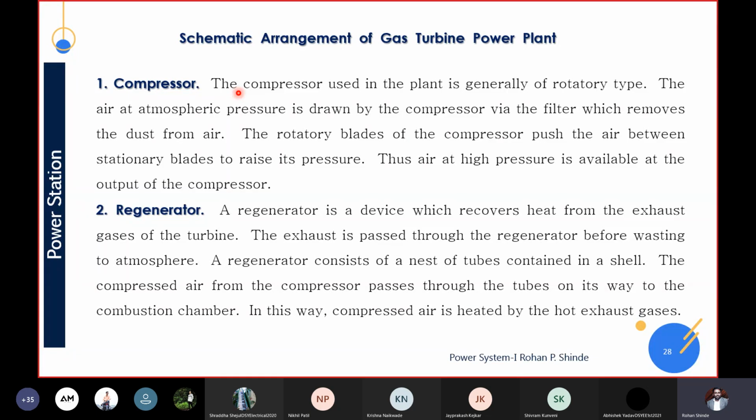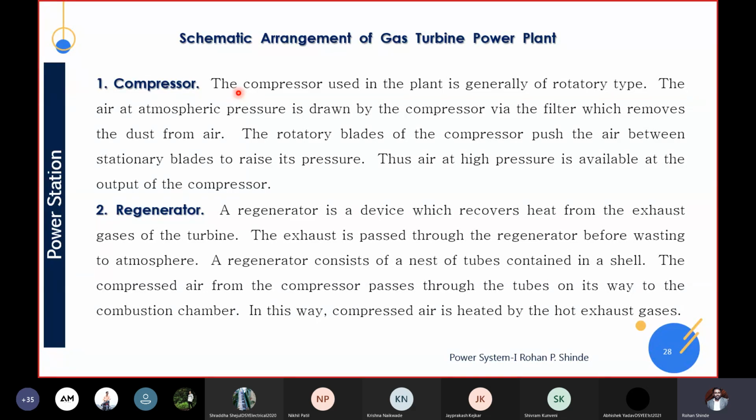That means whenever the used gases are moved towards the exhaust system, while passing through the exhaust system they have to move through a regenerator. Now the regenerator consists of a net of tubes contained in a shell. The compressed air from the compressor passes through the tubes on its way to the combustion chamber.